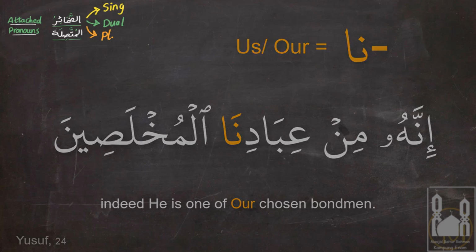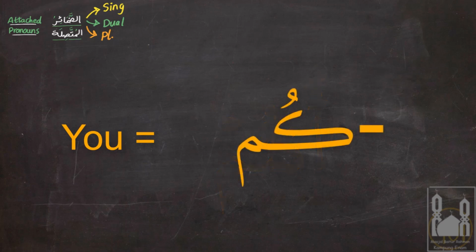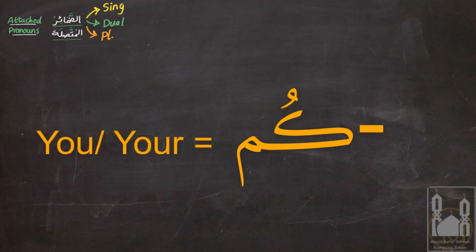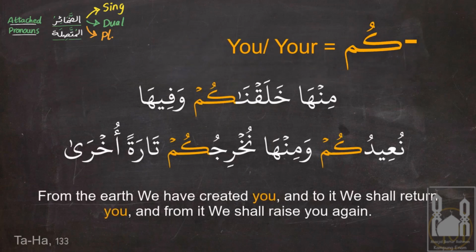الْمُخْلَصِينَ. Now, next is أنتم, which means you for plural, and the attached version of it is kum. And as you would expect, kum at the end of words would then mean you or your for the plural form, like in these examples. منها خلقناكم وفيها نعيدكم ومنها نخرجكم تارة أخرى.